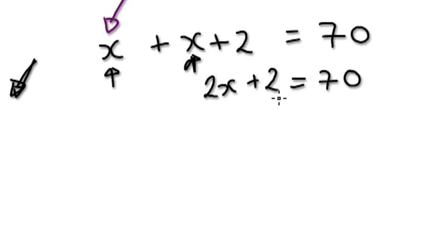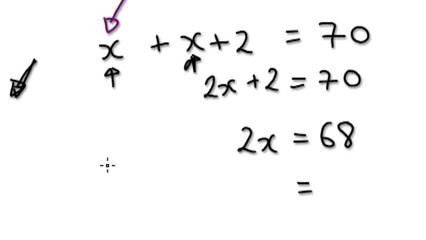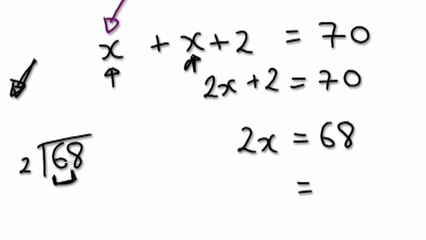Now kill off the 2, so take away 2 from both sides. This would be 68, and this would be 2X. Now divide by 2. Let's say 68 divided by 2. Have a look at the first digit: 6 divided by 2 would be 3. Now look at this digit: 8 divided by 2 would be 4. So basically X equals 34.